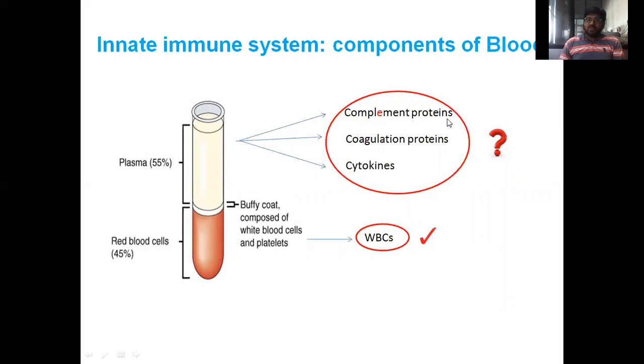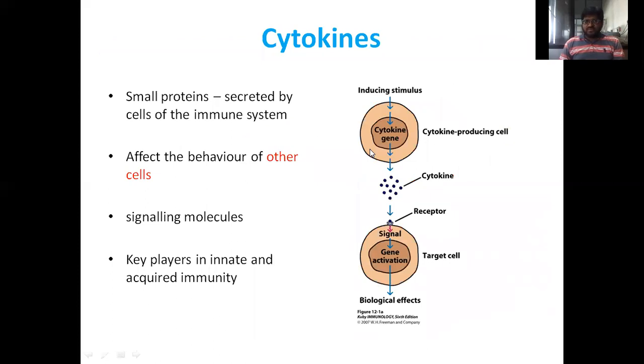What about the complement proteins, coagulation proteins, and the cytokines? So, what are the cytokines? They are small proteins secreted by the cells of the immune system that affect the behavior of other cells. You can see this is the cytokine gene that is present in the cell. The cell secretes this cytokine, and that cytokine is very important for triggering the cells as a part of the signal. They act on a receptor and give the signal for the biological effect.